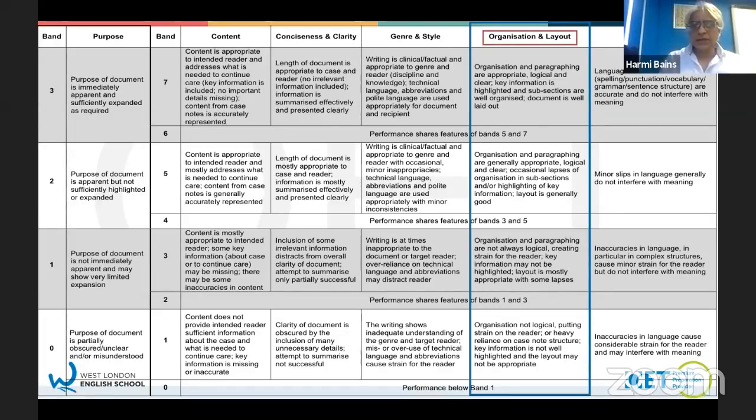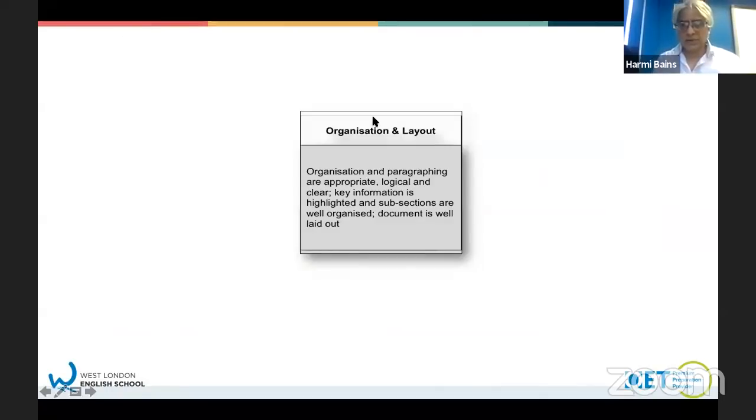What I'm going to do, I'm just going to zoom in onto band 7, the top band, just so you can have a look and see what it says here. Okay, it says organization and paragraphing are appropriate, logical, and clear. Key information is highlighted and subsections are well organized. Document is well laid out. So just at the beginning, we're going to focus on the first part, and we're going to look at organization.